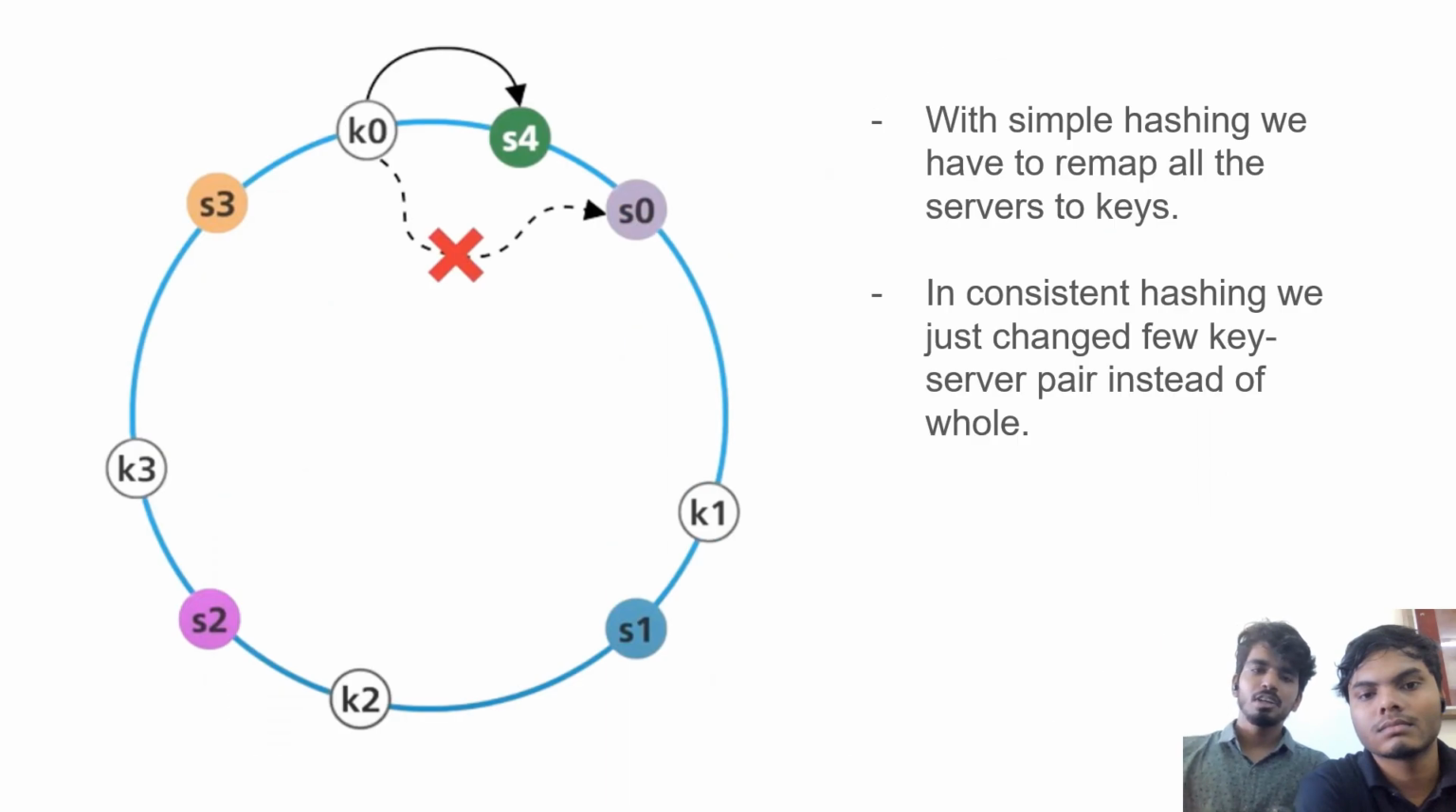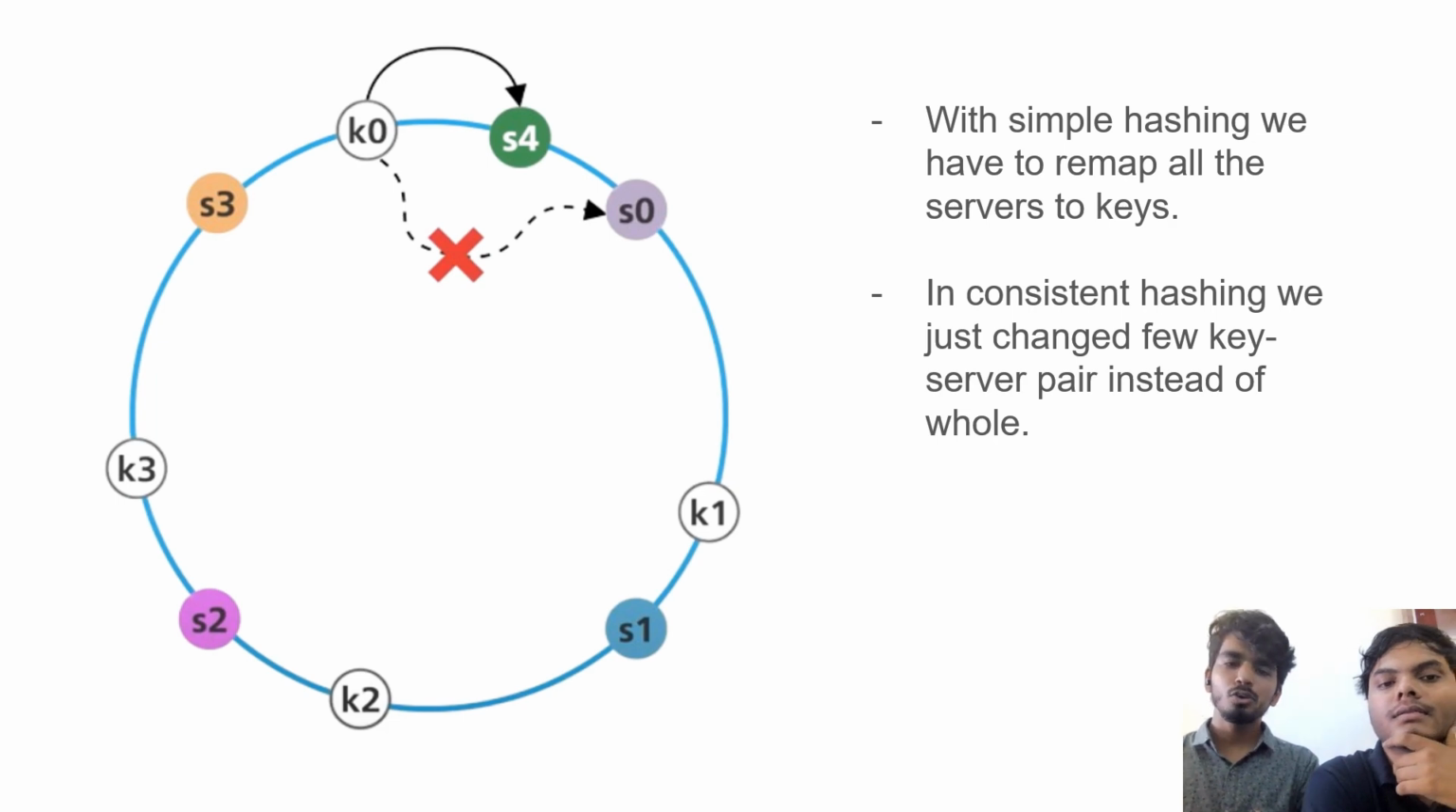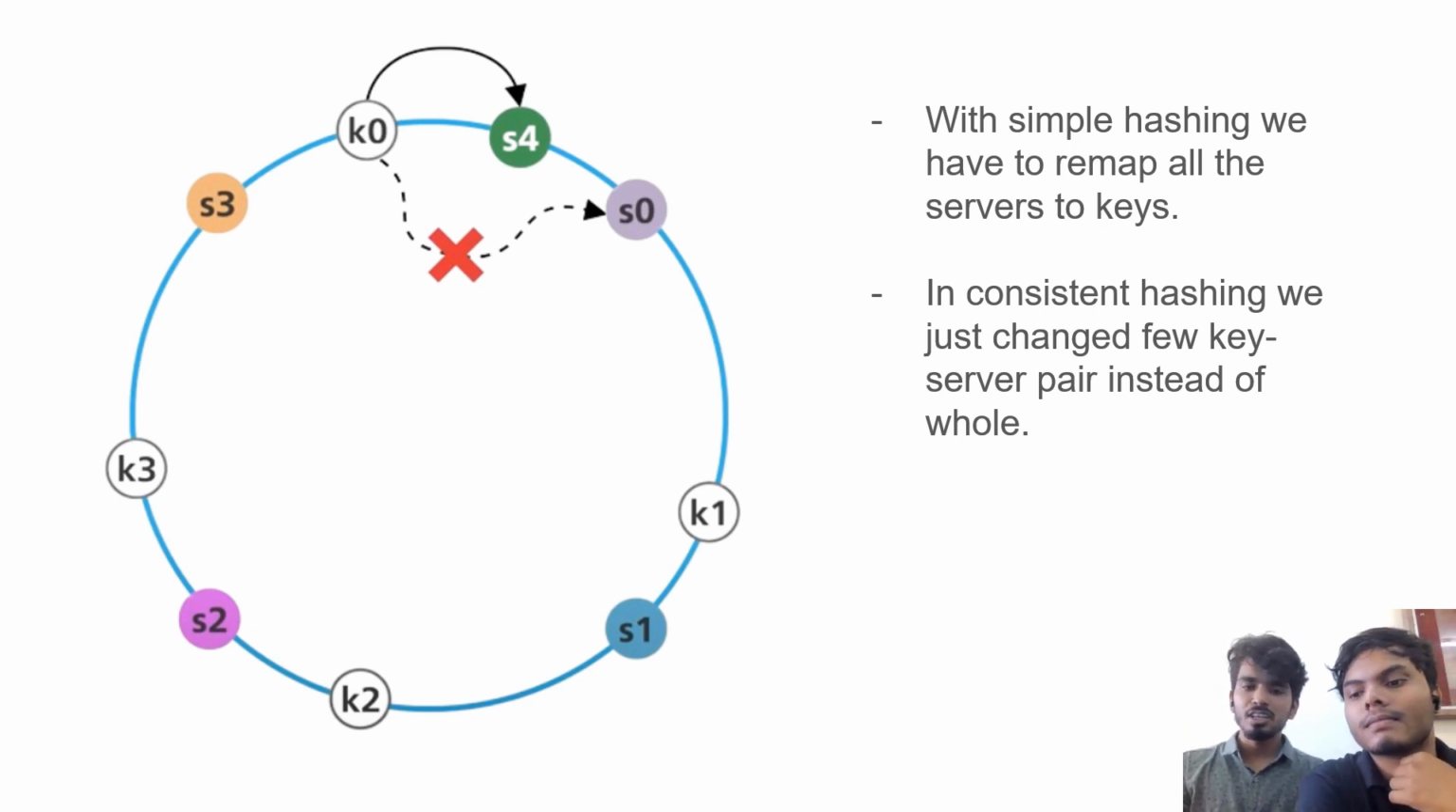Now what will happen if a new server is added, like S4? Now K0 will not map to S0, but it will map to S4. But the other keys remain the same. K1 will still map to S1, K2 still maps to S2, K3 still maps to S3. So we have wrongly mapped only one key. It saves a lot of time and effort for a company. With simple hashing, we have to remap all the keys to servers, but in consistent hashing, we just have to change a few key-server pairs instead of the whole.